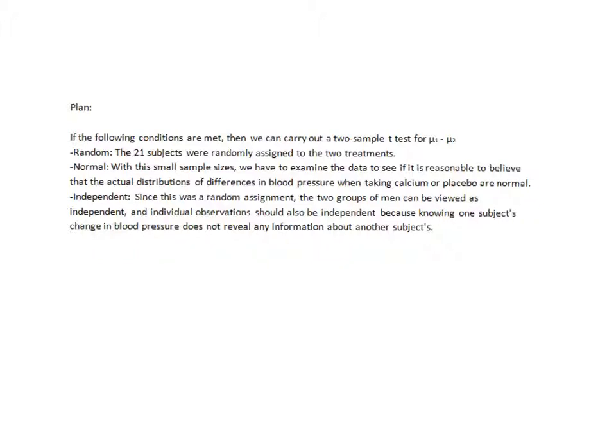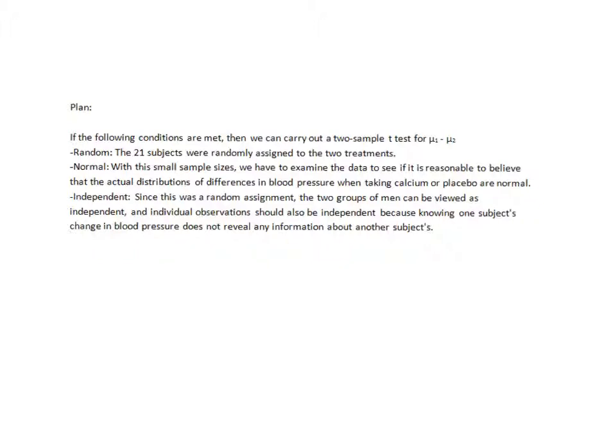So step 2, to plan. If the following conditions are met, then we will be able to carry out a two-sample t-test for mu1 minus mu2. The first condition that must be met is the random condition. Since the 21 subjects were randomly assigned to two treatments, this condition is met.